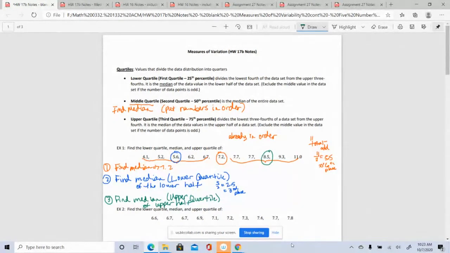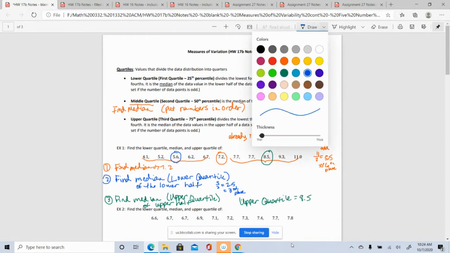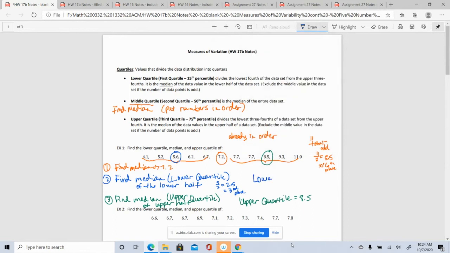Okay, so the upper quartile is your 8.5. And your lower quartile, I didn't write that in, is the 5.6.